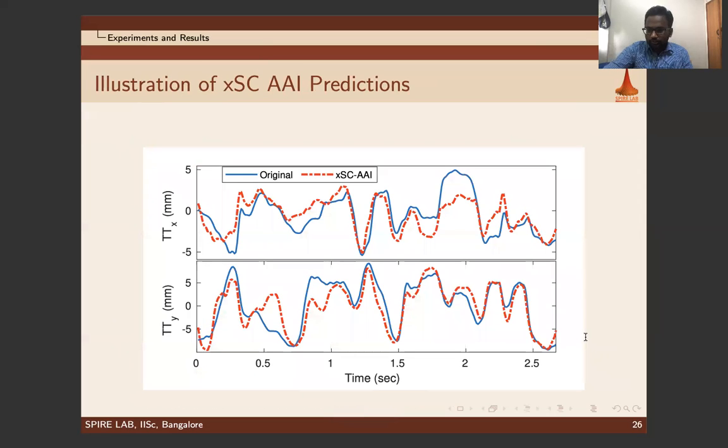An illustration of the predicted articulatory movements of speaker-conditioned AAI is shown in this figure for tongue tip horizontal and vertical motions, where blue trajectories are ground truth and red dotted ones correspond to the predicted articulatory trajectories.